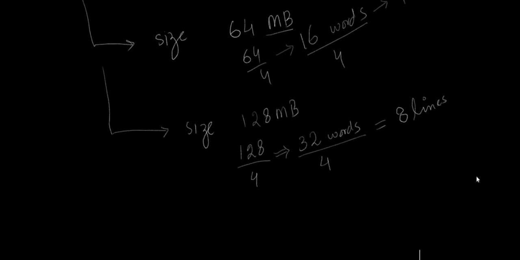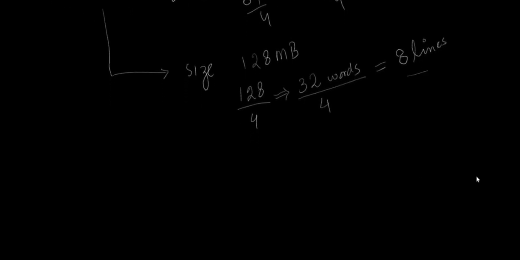If I'm having 8 lines, what is going to be the address of each line? It means 2 raised to power 3 makes 8, which means my line's address is going to be 3 bits long, which means in 3 bits I can represent the line number.